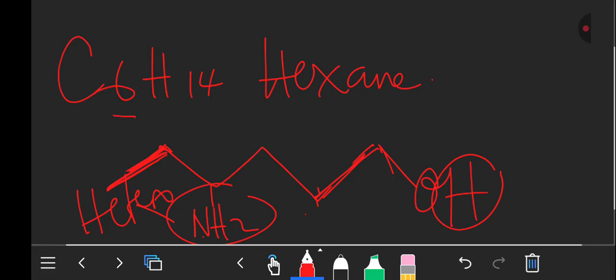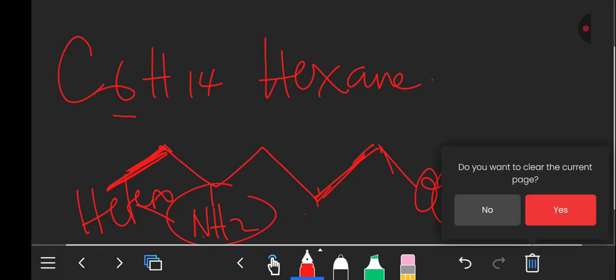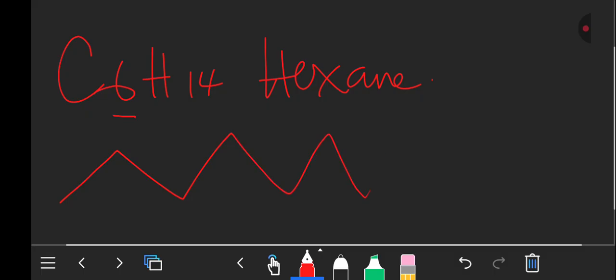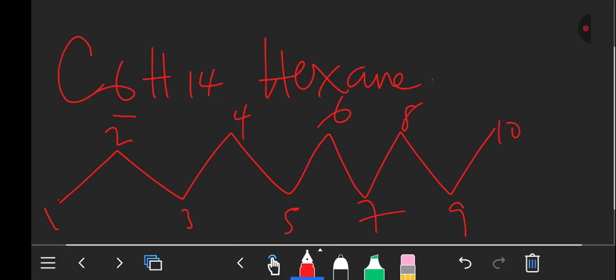And the other thing you need to consider when dealing with these structures. Okay, let me just swap this structure. When you draw it like this, you need to know that at each and every bend there's a carbon. So there's a carbon, there's a carbon, there's a carbon, there's a carbon, there's a carbon. At each and every bend there's a carbon. So we have carbon there, carbon there, carbon there.